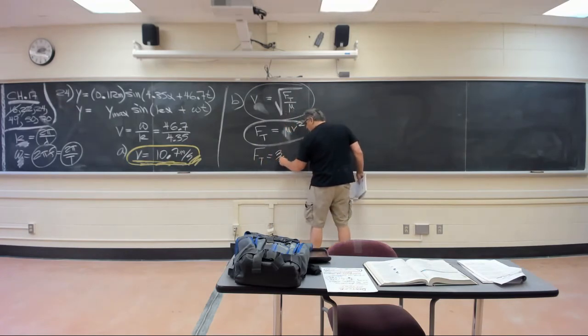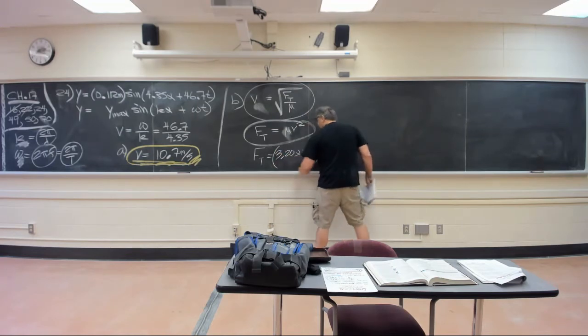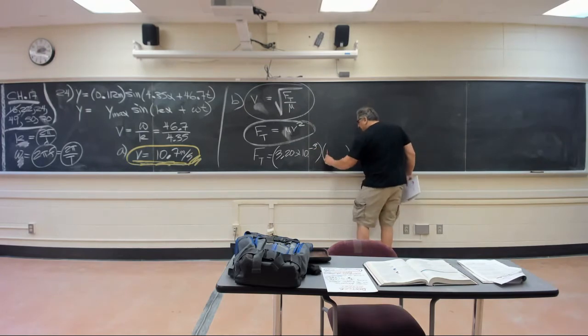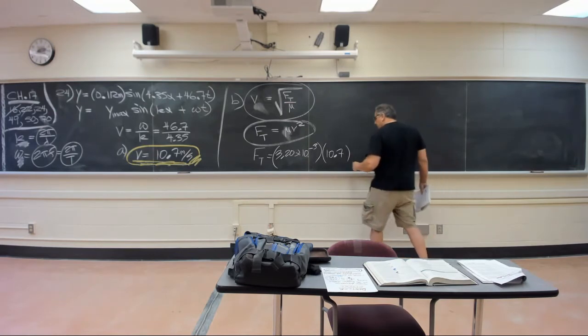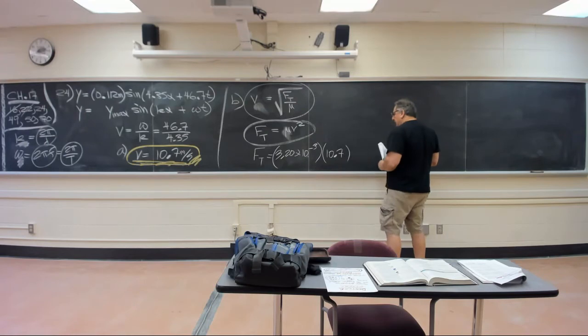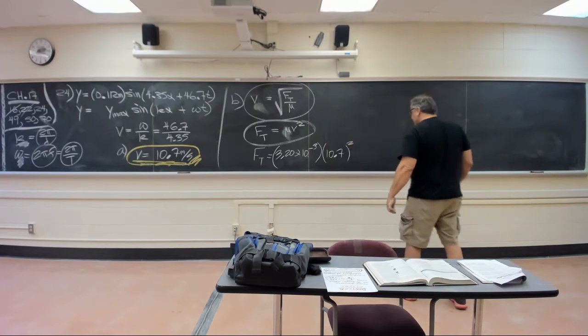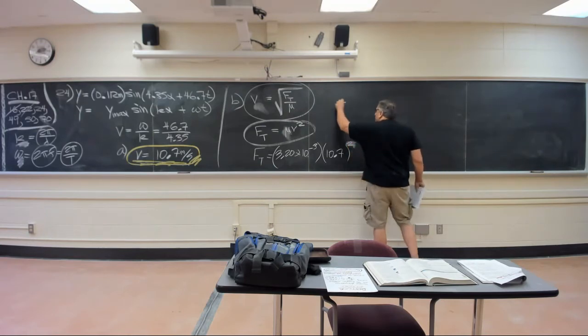They told us that mu was 3.20 times 10 to the negative 3 kilograms per meter. We discovered the speed to be 10.7 meters per second, so it's kilograms per meter times 10.7 meters per second squared. It's going to have the units of force, you guys, when it's all done. And let's just go.